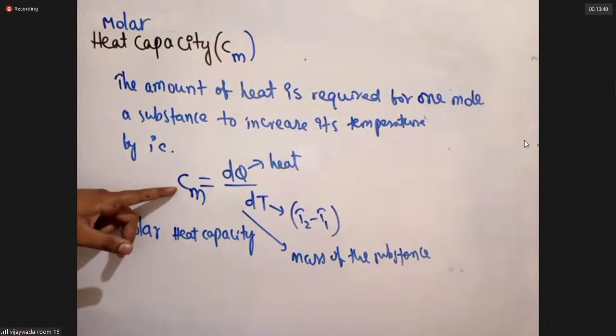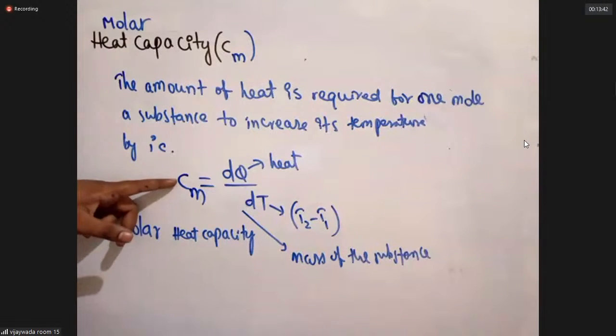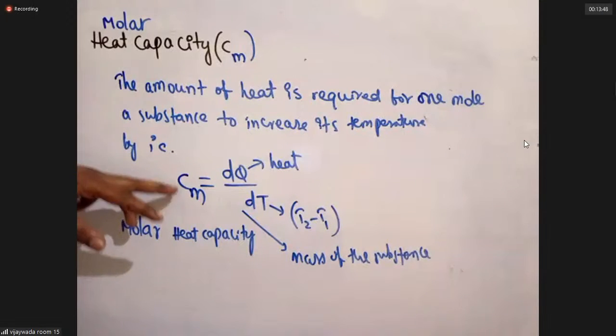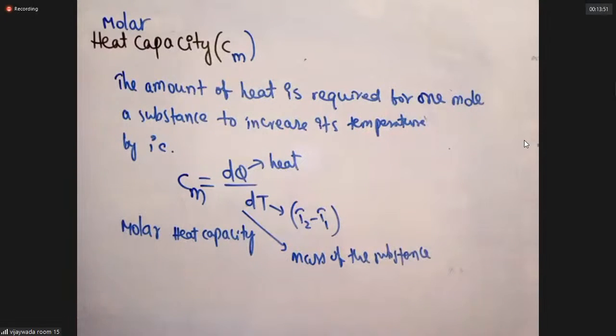That's why the symbol is also different. Cm, where C is not just C. If it is C, it is specific heat capacity or heat capacity. Cm is molar heat capacity. Okay. Next.